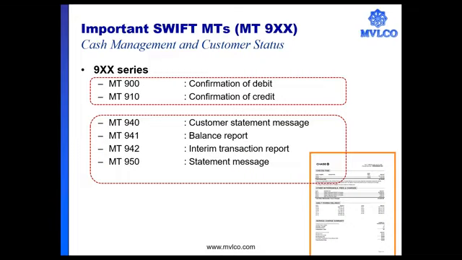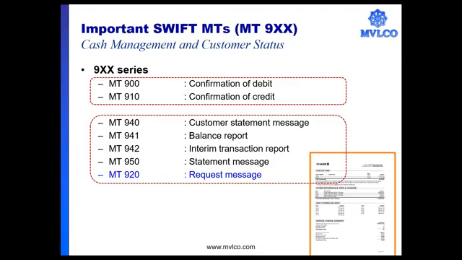Then the last one is the request from the customer. A customer who wants to receive from his bank either a 940 statement, a 941 balance report, a 942 interim transaction report, or the 950 statement message, would send an MT 920 request to his bank asking the bank to provide any one of these: 940, 41, 42 or 50. So MT 920 originates from the customer to the bank, where the customer would ask the bank to provide him with a statement. The bank would respond with a 940, 41, 42 or a 50.